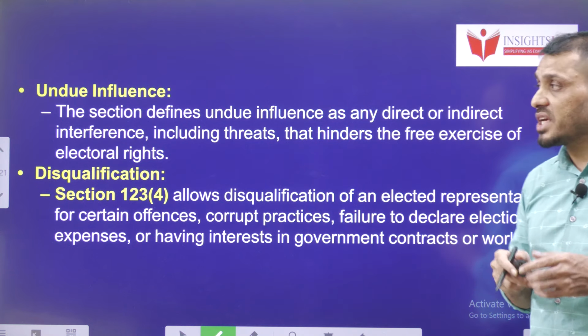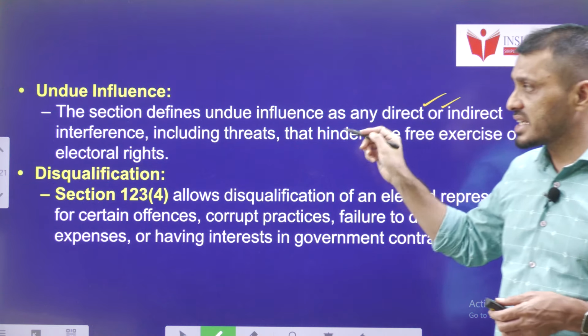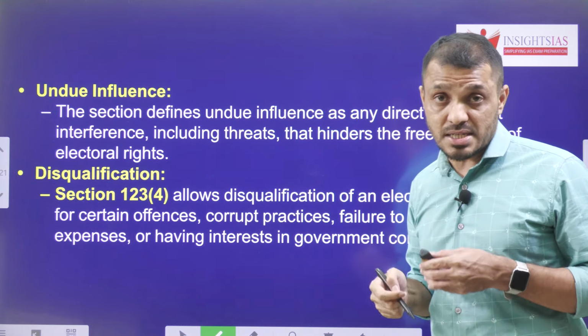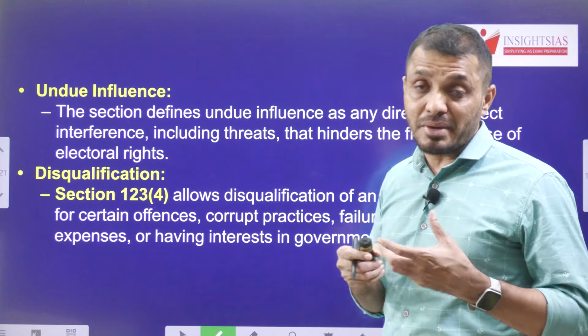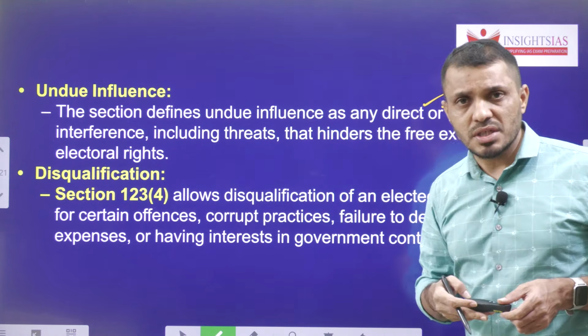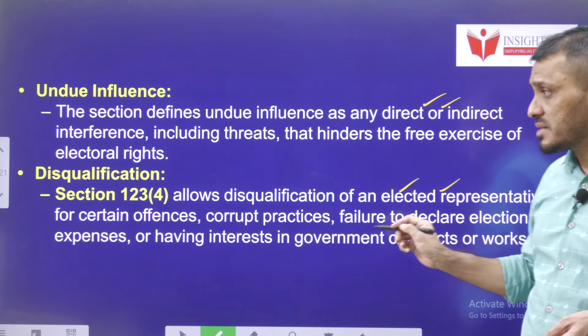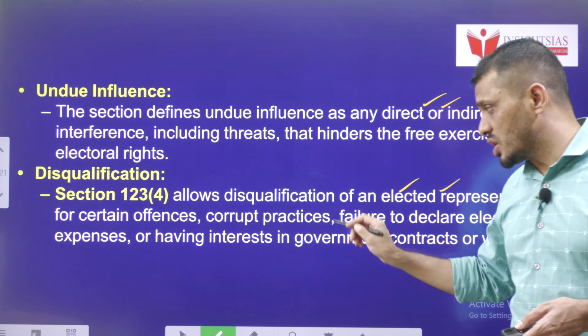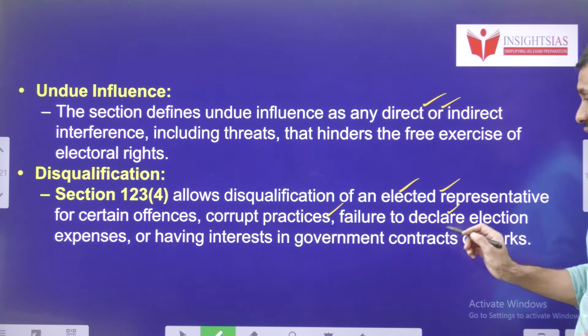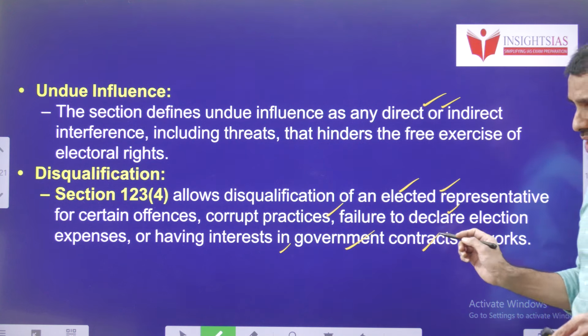And undue influence is also prohibited. Undue influence means any direct or indirect influence. It may include threats, or it may be exercised by giving money or gifts. It includes all these things. Then disqualification. Section 123 clause 4 allows disqualification of the candidate from office based on corrupt practices, failure to declare election expenses, or having an interest in government contracts and all these things.